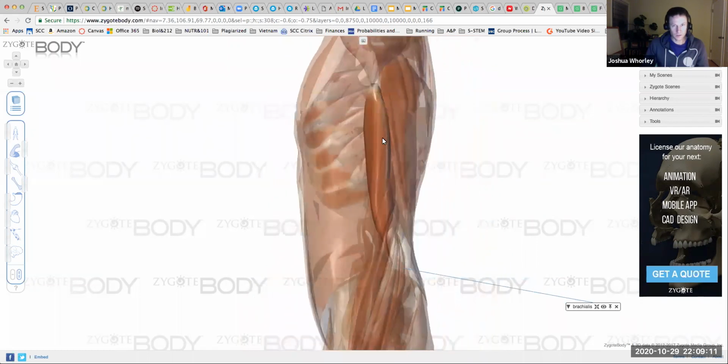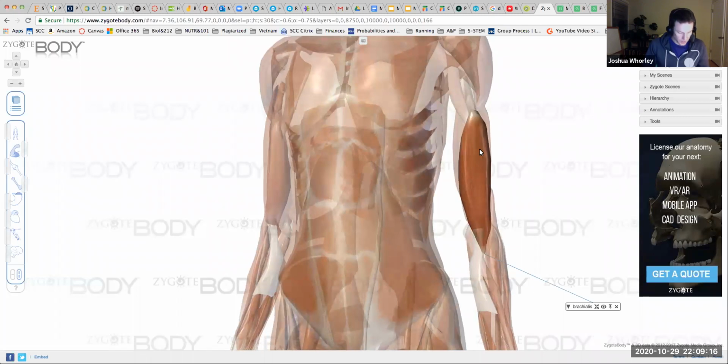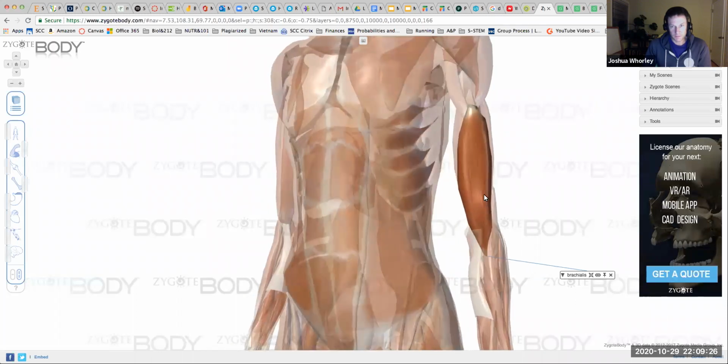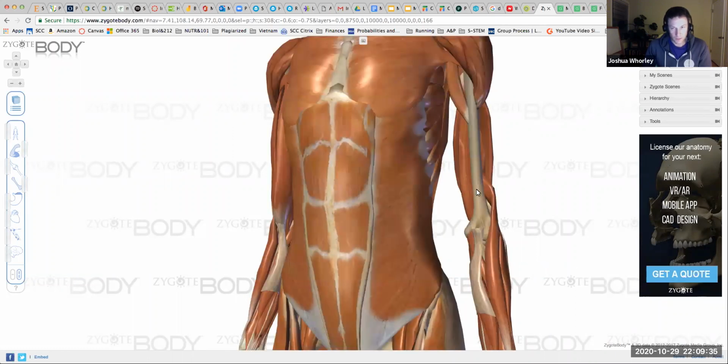You can see this is a broad flat muscle just underneath the biceps brachii. This is called the brachialis, and it's the tuberosity of the ulna where this one inserts. This is another major flexor of the elbow. Okay, let's get rid of that one and we'll see a kind of weird hidden one.